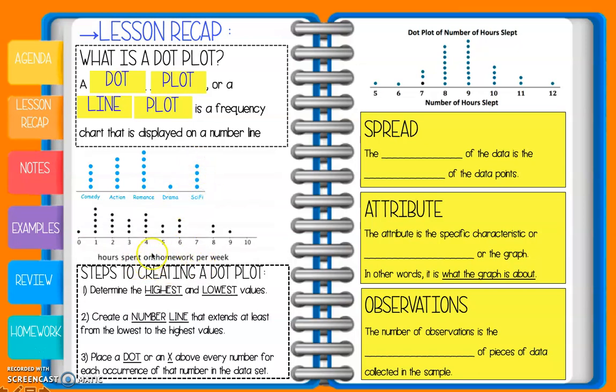This one is a dot plot on hours spent on homework per week. So you can see that it's just a frequency, it's just a dot every time somebody says, I spend 9 hours on homework, we would just go put a dot.